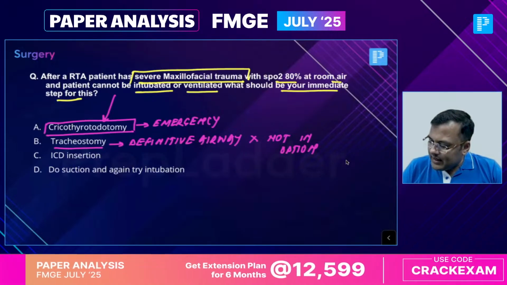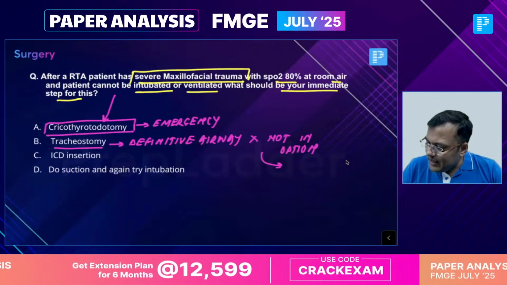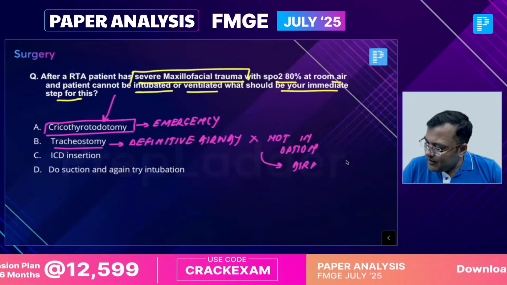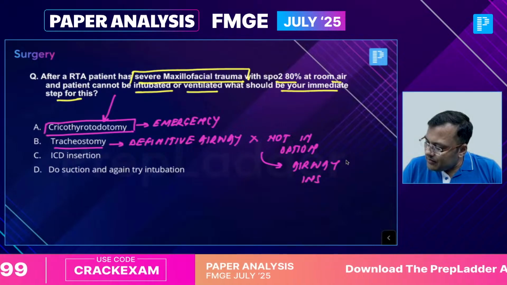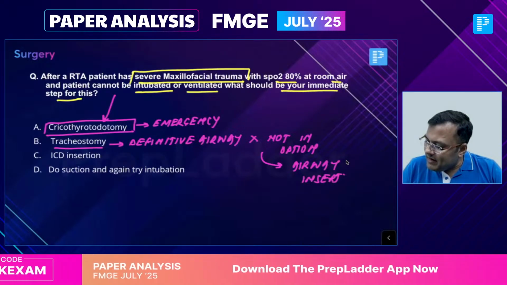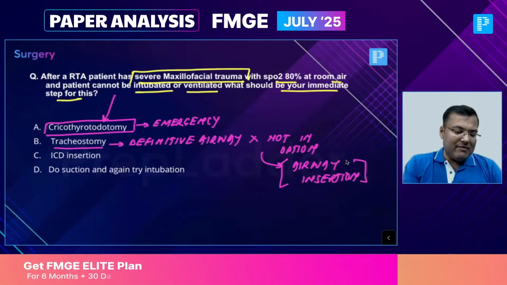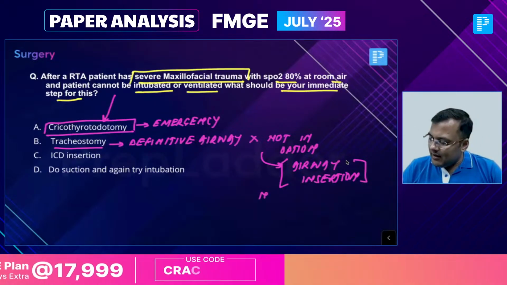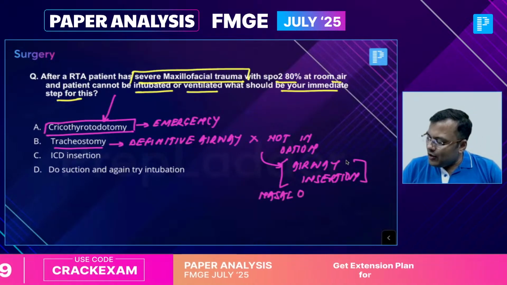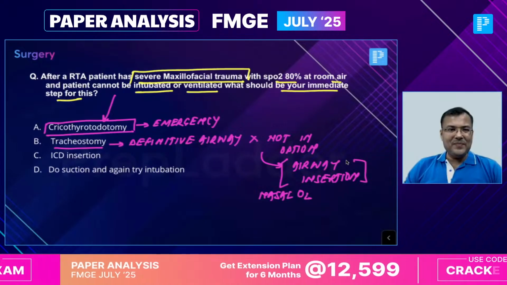Nasal airway. इसकी जगह nasal या mouth airway था. Airway insertion. Okay, so it was airway insertion. फिर तो कोई confusion ही नहीं. There is no confusion at all. So I hope everybody marked correct. अच्छा, nasal oxygen था. It was nasal oxygen. So I hope everybody marked the option correctly.